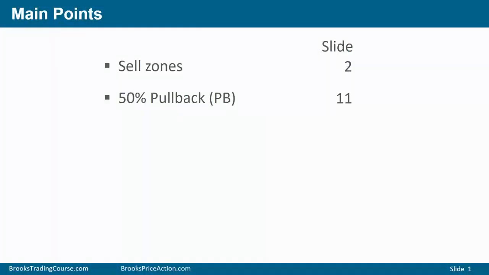I want to talk about 2 points in this video. First, I want to talk about the sell zones. It's a broad bear channel, and traders should be looking to sell pullbacks, and they should be especially looking to sell a pullback that is around 50% of the most recent leg down.